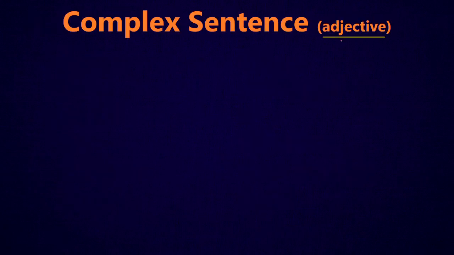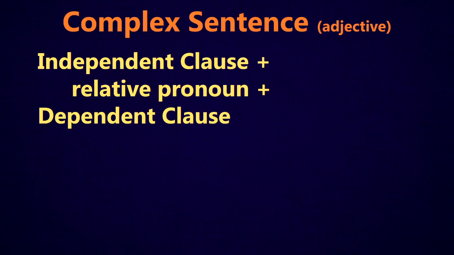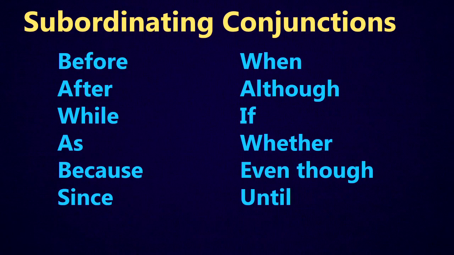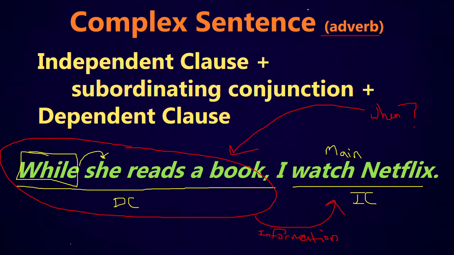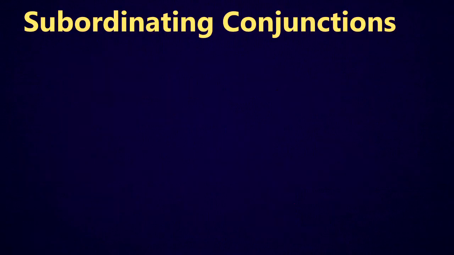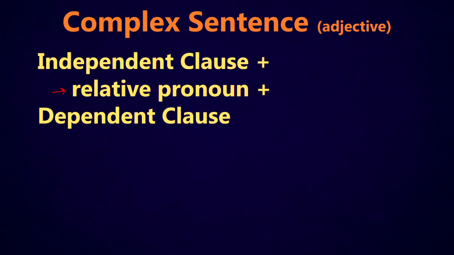So the adjective ones are a little bit different. We've got the independent clause, we've got a relative pronoun, and we have our dependent clause. So that's one difference. A complex sentence for adverbs uses a subordinating conjunction, whereas with the adjectives, it's a relative pronoun. So it's different words.